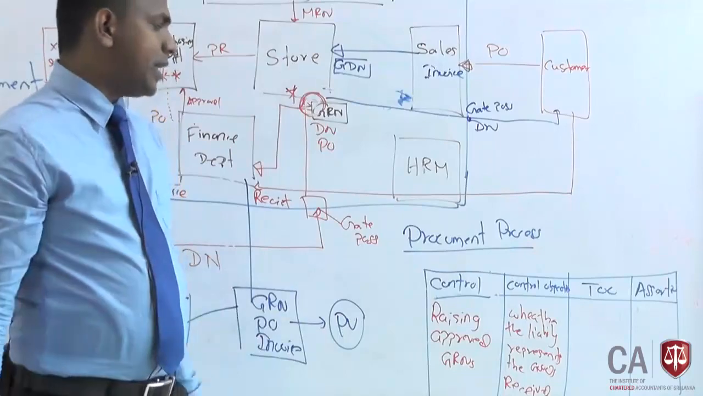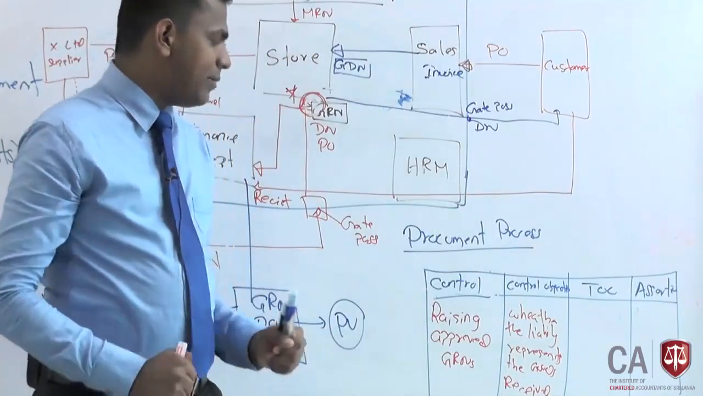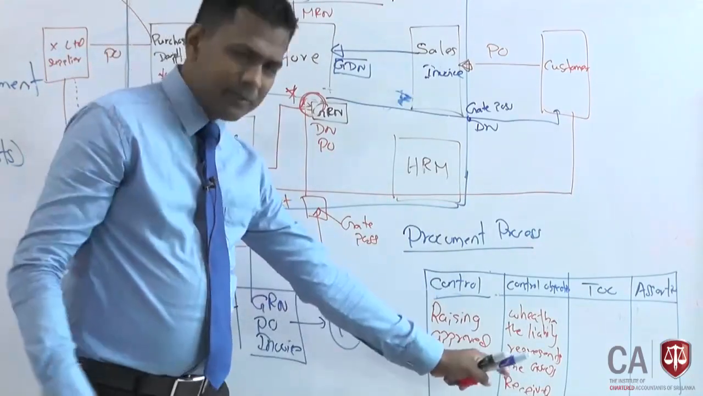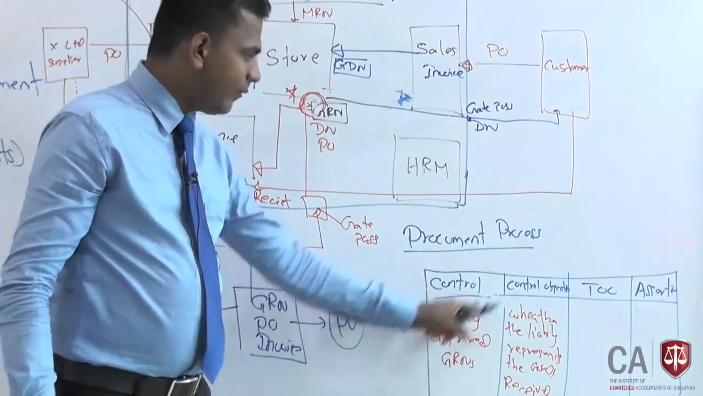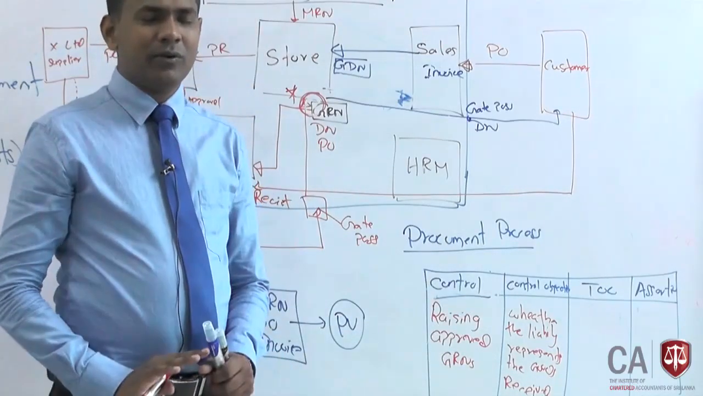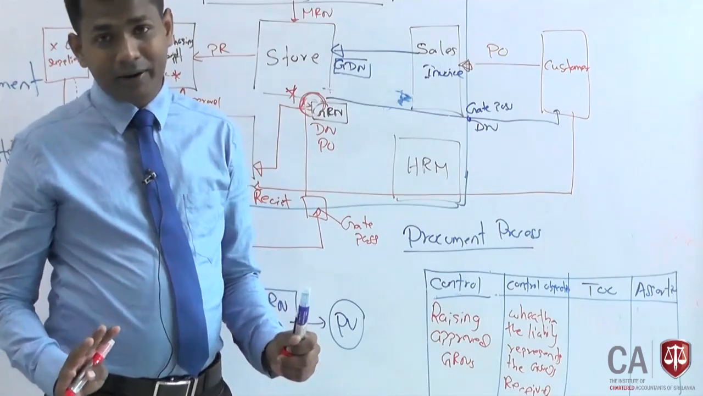So raising approved GRNs, control objective: whether the liability represents the goods received. So don't worry about the control objective. This you will be able to identify. Control objective, don't try to memorize, try to think and write.